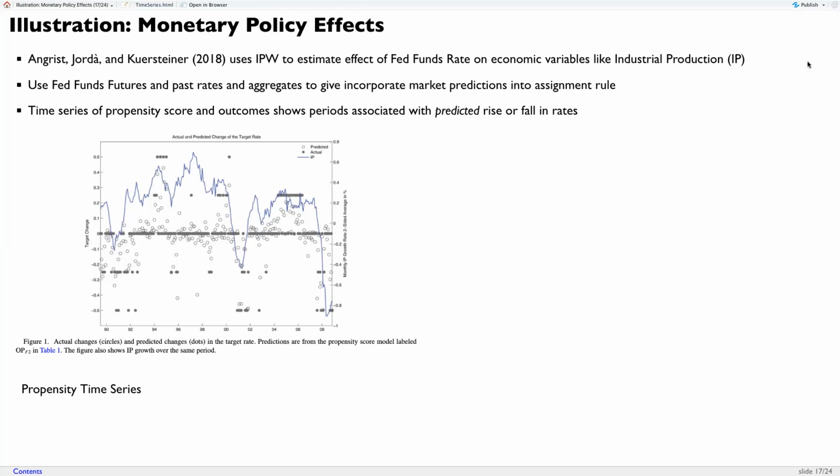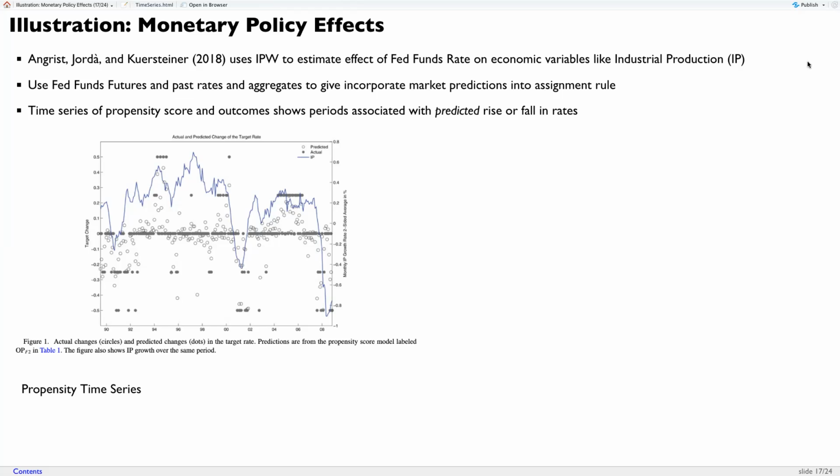Here's the time series of propensity scores. We see that these vary with economic conditions, and then the actual outcomes are the dots. We see that the Fed either raises or lowers rates in a much more discrete fashion. And then the blue time series is industrial production. That's the outcome that they're trying to measure.